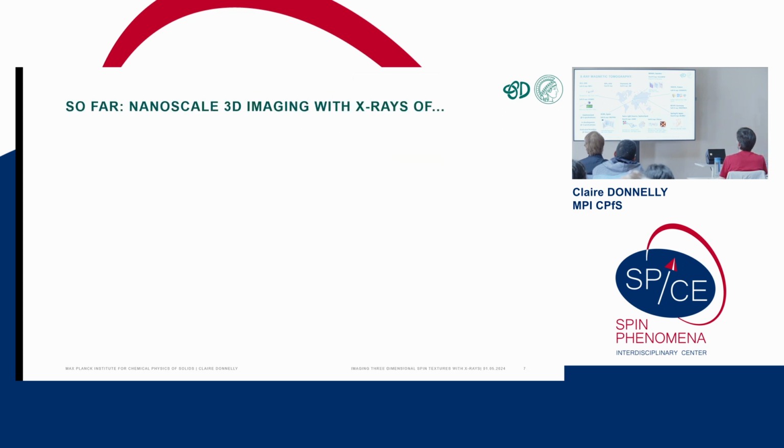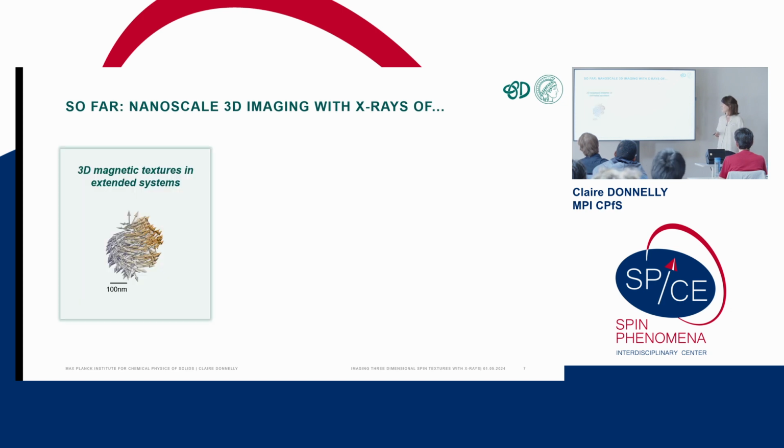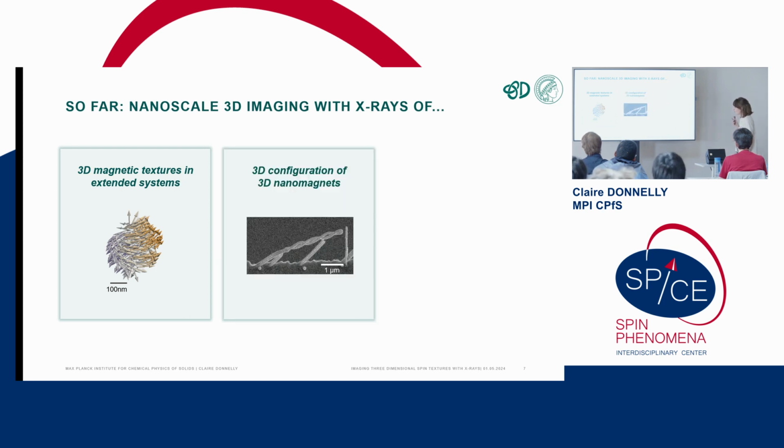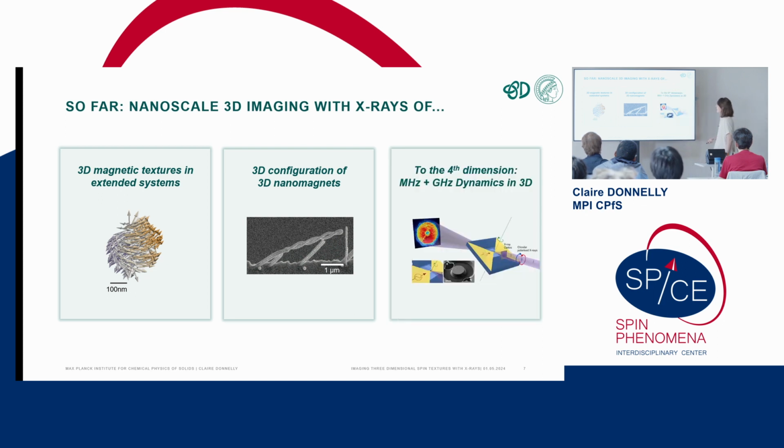So what I want to start off with, in the first half of my talk, is where we are so far with our capabilities of X-ray 3D imaging. There are going to be 3 aspects. First, I'm going to look at magnetic textures in extended systems, which relates to the talks we heard this morning. Secondly, we're going to look quickly at some 3D configurations of 3D nanomagnets, relating to what we saw yesterday. And lastly, we're going to touch on how we can go to dynamics, so actually imaging megahertz and gigahertz dynamics in 3 dimensions.